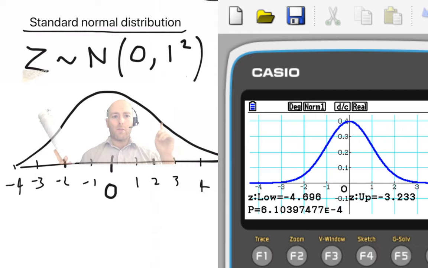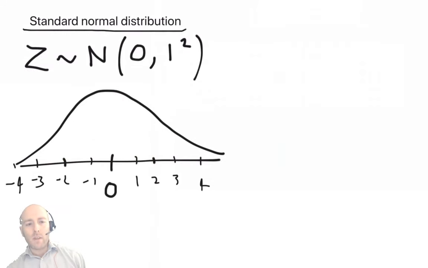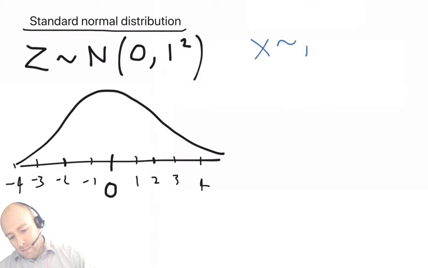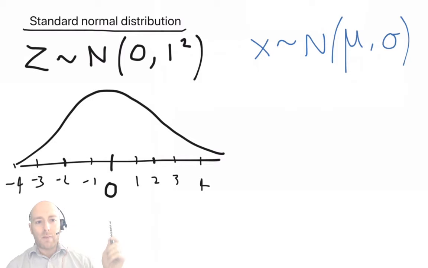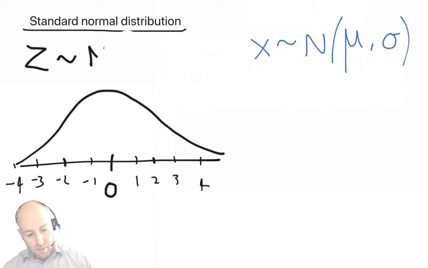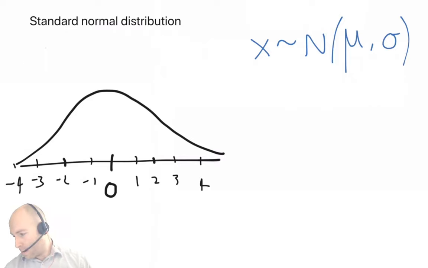But we still need to be able to go from the old Z stuff to the new X stuff, which is what you guys have been looking at. So this is our standard classic normal distribution. What we've been doing so far has been something like X ~ N(mu, sigma). And we have to be able to turn one distribution into the other distribution. Okay, let's try and make that a bit clearer because this is a bit weird at first.